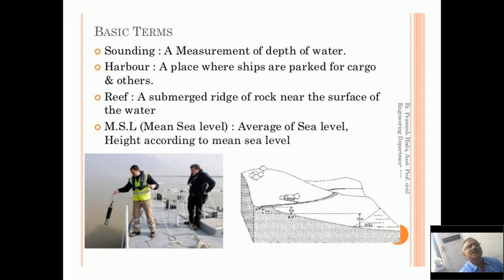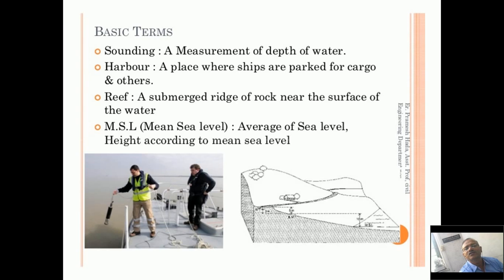This is the area where the ships can take shelter, or the refuge, and that area can be used for the loading and unloading of the goods and the passengers, and where other facilities are also provided. Then the reef: a submerged ridge or rock near the surface of the water is called a reef. Then mean sea level, the average of sea level height.